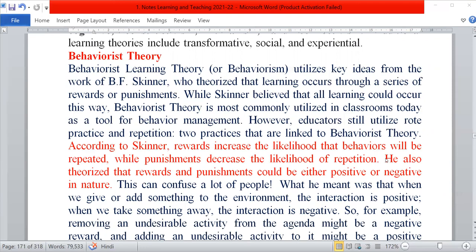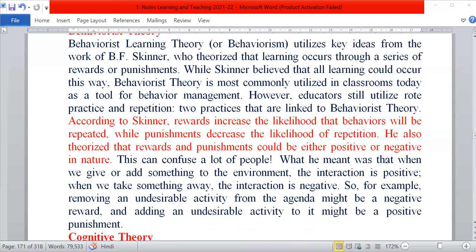According to Skinner, rewards increase the likelihood that behaviors will be repeated, while punishment decreases the likelihood of repetition. He also theorized that rewards and punishment could be either positive or negative in nature. This can confuse a lot of people.